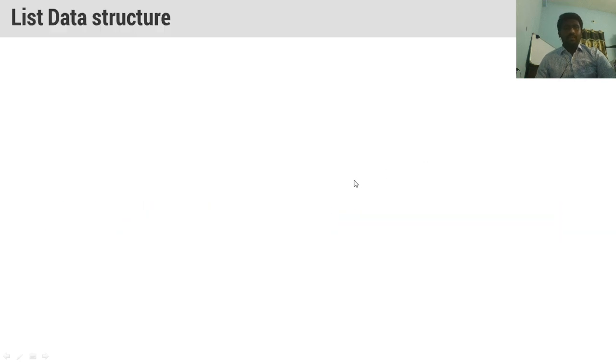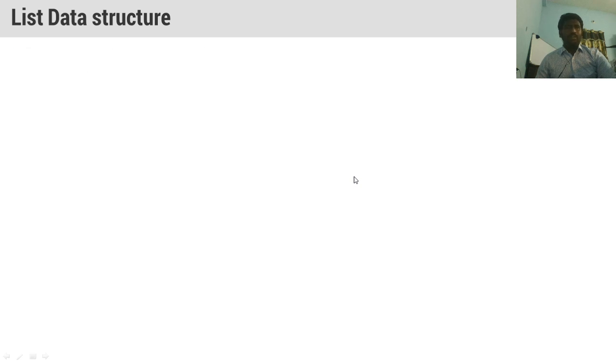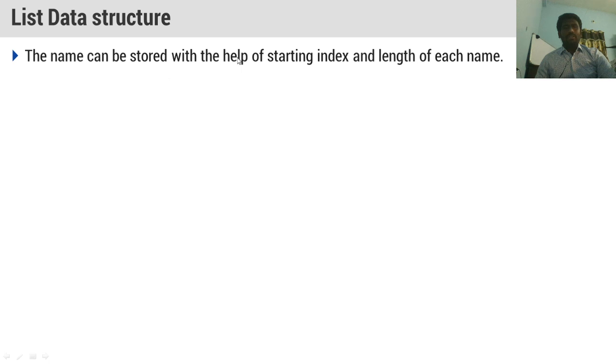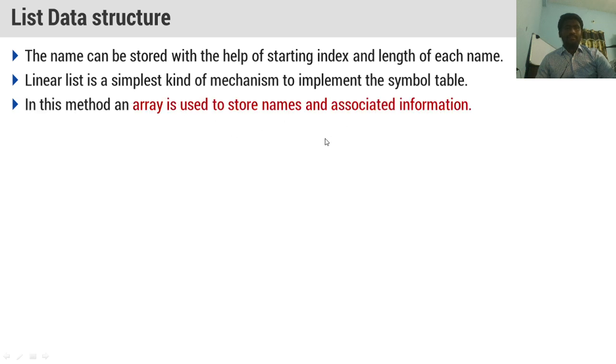Data structures for symbol table. The first one is the list data structure. Here the name can be stored with the help of the starting index and the length of each name, and we know the concept of linear list. We use this linear list method to implement the symbol table.